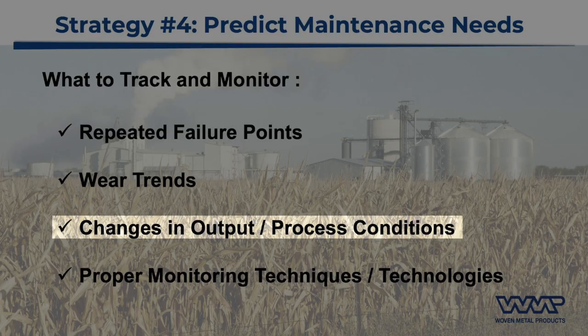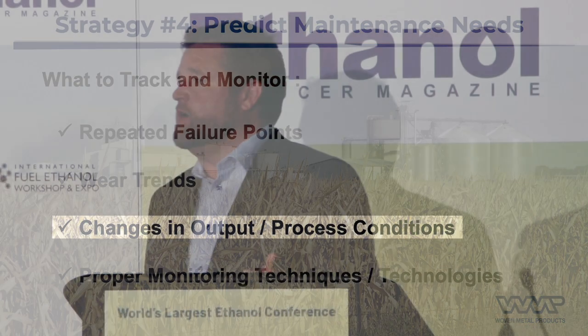Are you seeing, from a process standpoint, changes in output? If we're seeing changes in output anywhere, or changes in process conditions, we've got a problem on internals. Pretty much that's what we see. If we can see that, it could be a mechanical problem. It could be a process problem. It could be we're trying to push it too much. There's lots of reasons why.